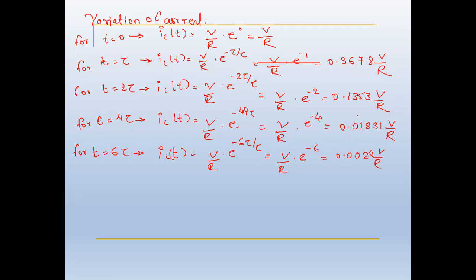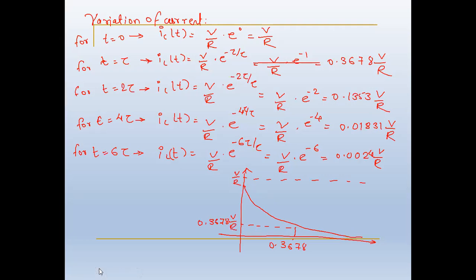What does it indicate? The values are decreasing. So how will its response be? It will be at the initial condition. This is what we call the maximum value. It has started decreasing, but not to 0. It is V by R, and somewhere over here it is 0.3678 V by R, and this value is nothing but t is equal to tau.